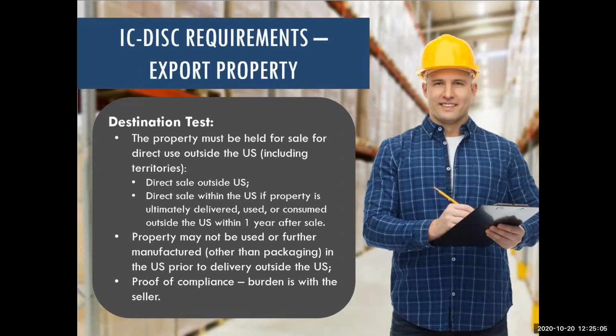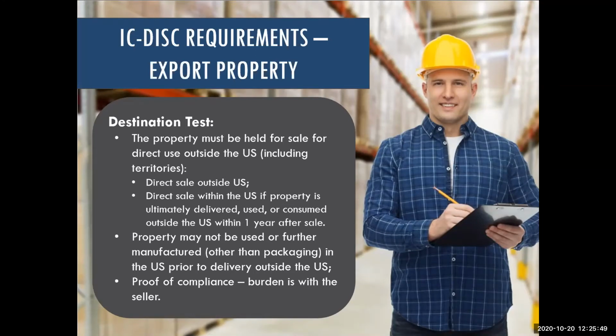And this can be done, you can either sell directly to a foreign customer with direct delivery outside the US, or let's say you sell to a US address, US customer, or a distributor. As long as that property is ultimately delivered outside the US within 1 year after your sale to the US customer or the distributor, it can still qualify. So let's say you sell it to a distributor, and that distributor exports your product and delivers it outside the US within 1 year. It would qualify for the destination test.